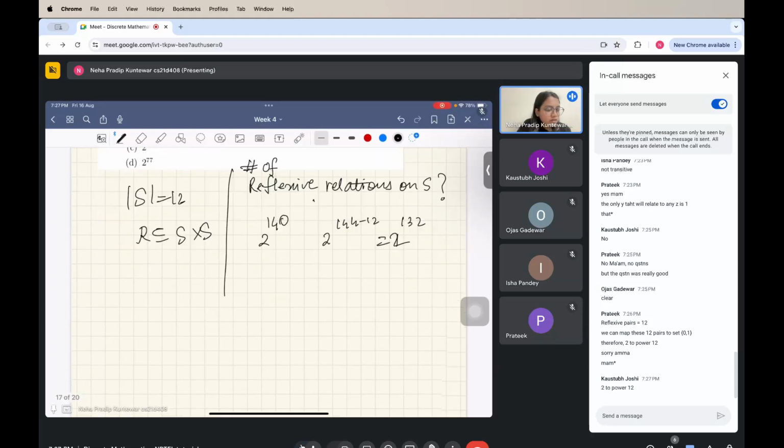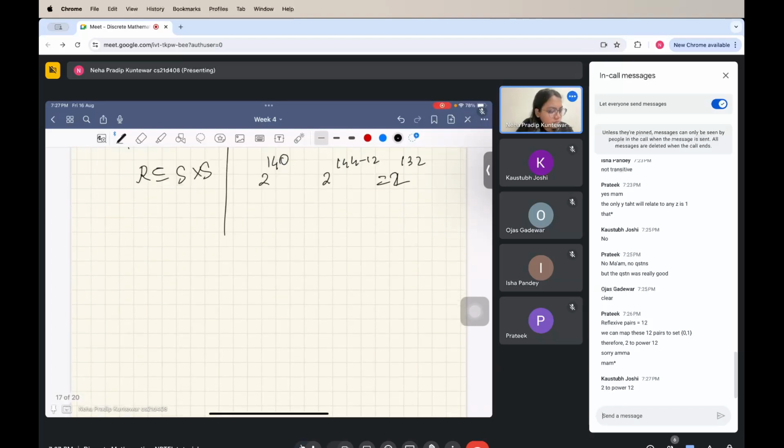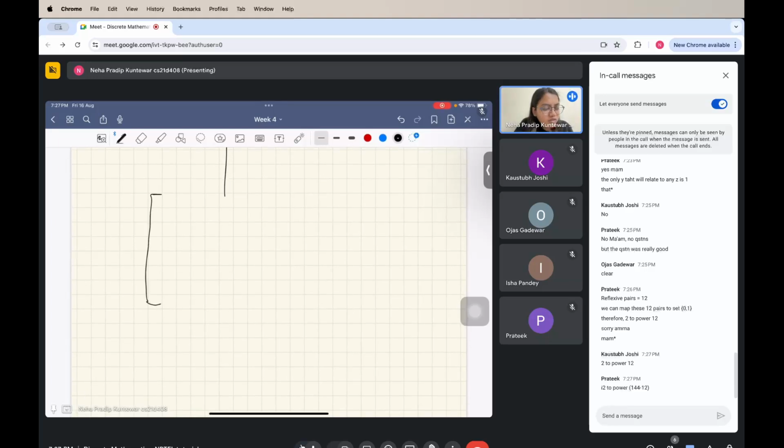Okay, so let's look at this. So what you do is you draw this in the form of a matrix, let's say. So you have 12 rows here and you have 12 columns here. Now what can you say about the entries in the diagonals?